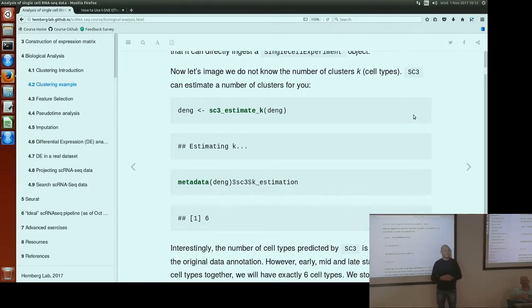Do you often choose more clusters? Do you often set a k higher than the estimate? So the question is, do we often set k higher than the estimate? No, I think again, it depends.